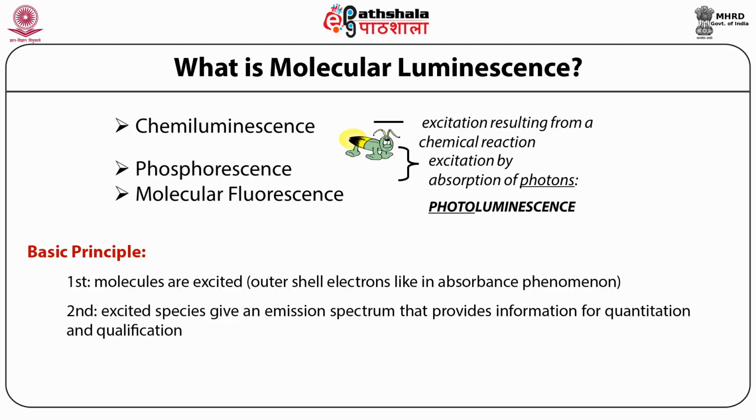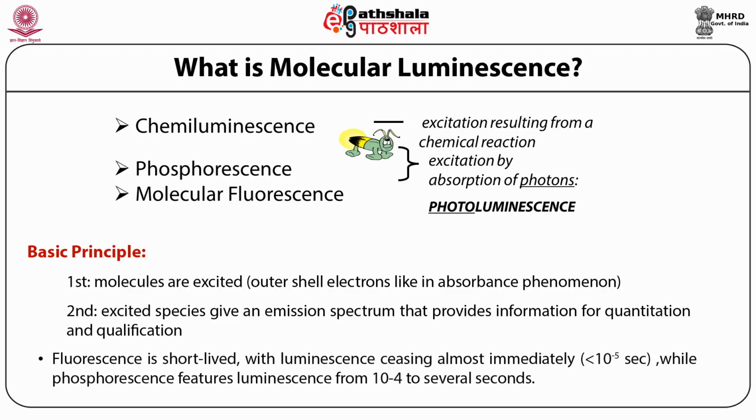The basic difference between luminescence and fluorescence is that fluorescence is basically short-lived, while luminescence ceases almost immediately. Phosphorescence features luminescence from 10 to the power minus 4 to several seconds. So simply, fluorescence is the short-life process and phosphorescence is the long-life phenomenon.